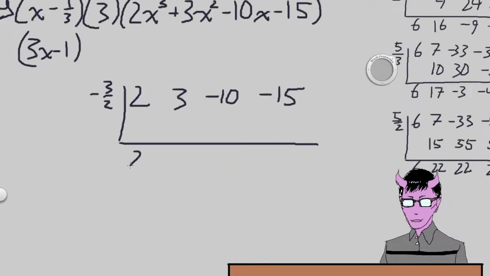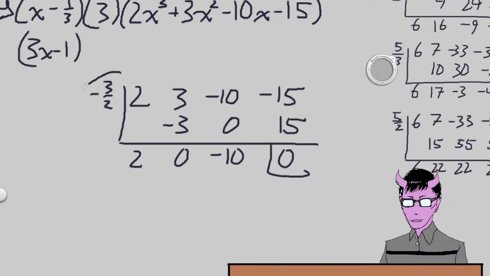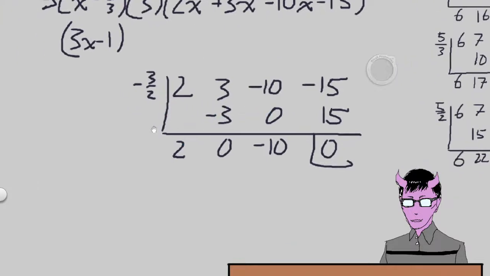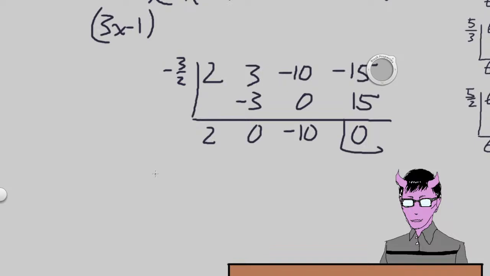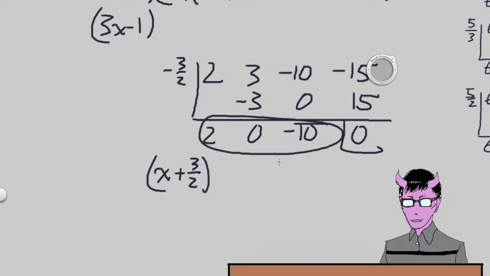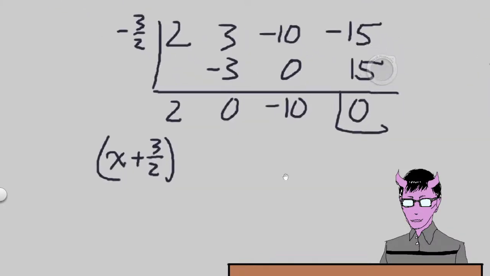Alright. Dropping this down is a 2. Multiplying that is negative 3. Summating is 0. Product is 0. Summation is negative 10. Product is positive 15. Summation is 0. Perfect. Of course, that's how I made the problem, right? So that means since this one produced a 0 remainder, then this must be the other factor. So x minus minus, which is plus 3/2. This one. What is that, right?